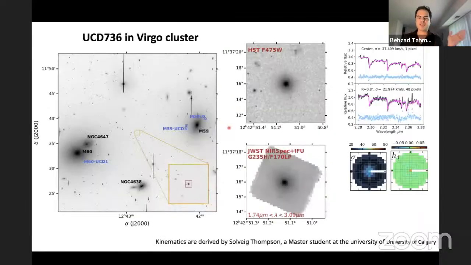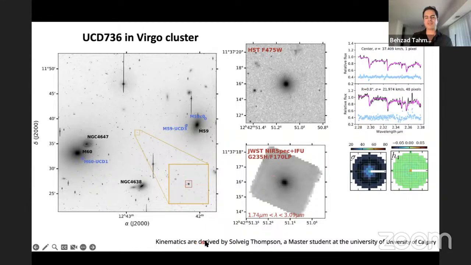And now we will go to the observation. This is the first target, UCD 736 in the Virgo Cluster. As you can see, it is located well between a few other massive galaxies, like between the three, and it is really small. The effective radius of this UCD is around 14 parsec. This is really small.